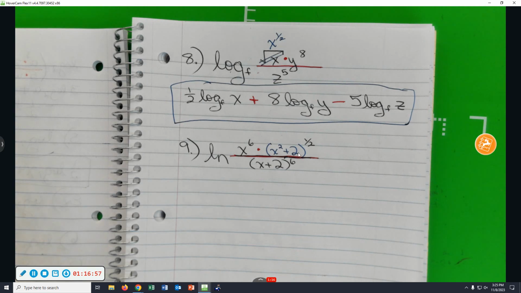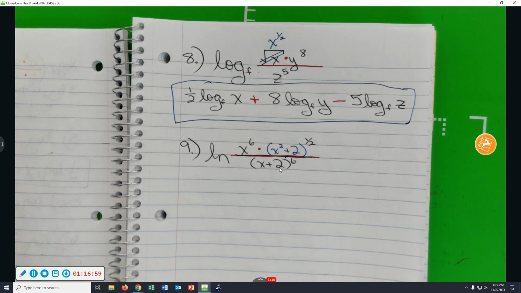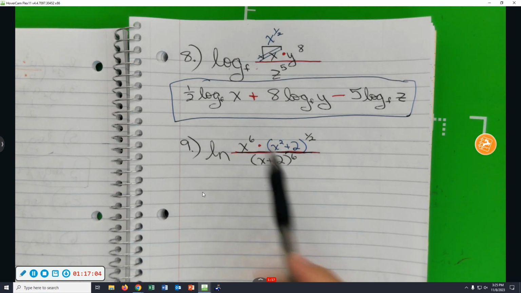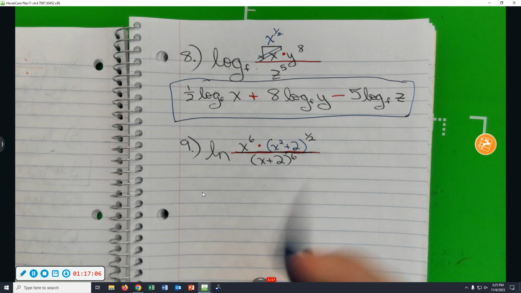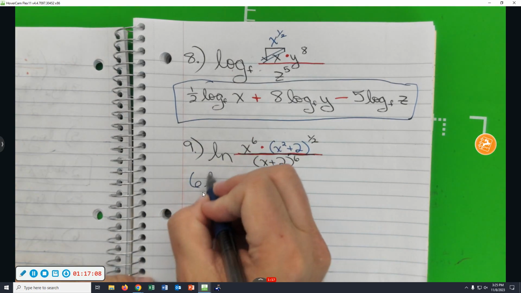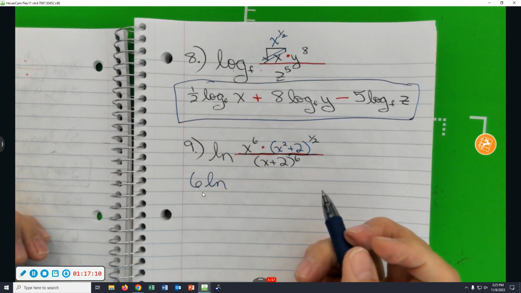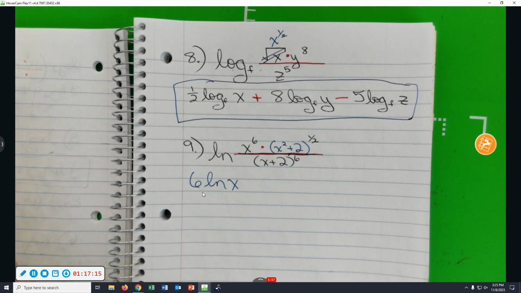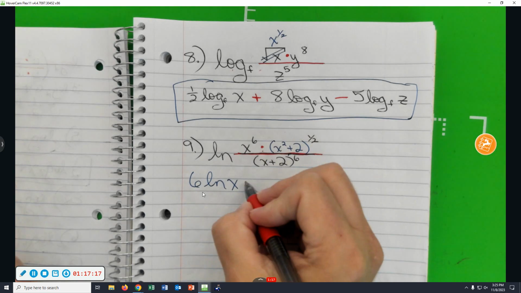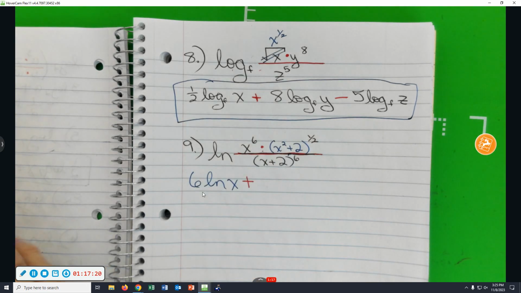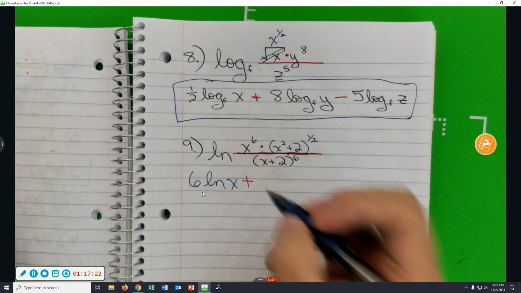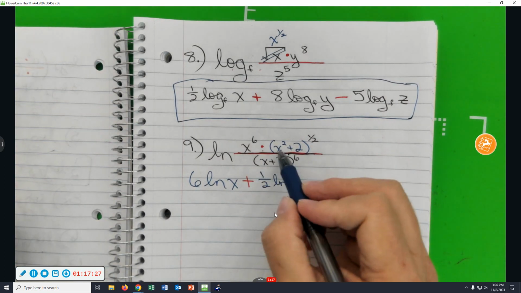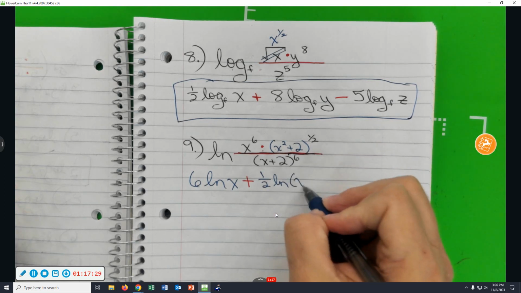We can't separate that x squared plus 2 and x plus 2. Go ahead and start it. I'll get you started. 6. So we're going to have a coefficient of 6, ln, argument, plus or minus. Plus, because we're still on top. Do we have a coefficient? If so, what is it? 1/2 ln, and we must enclose the x squared plus 2 in parentheses.